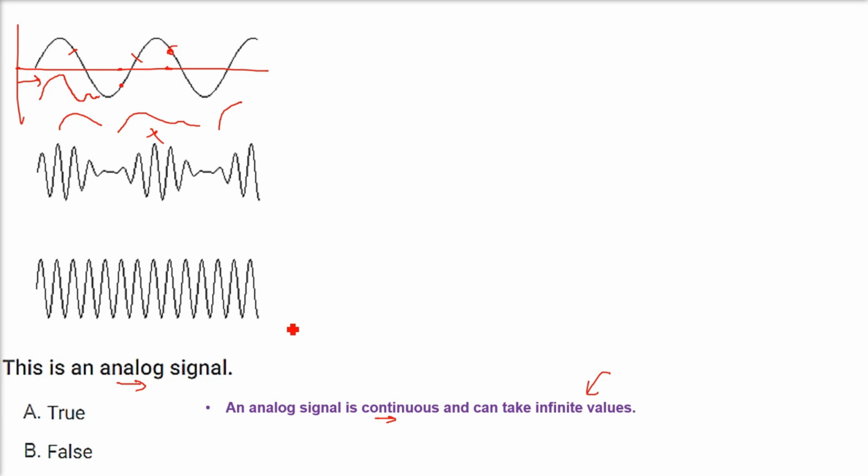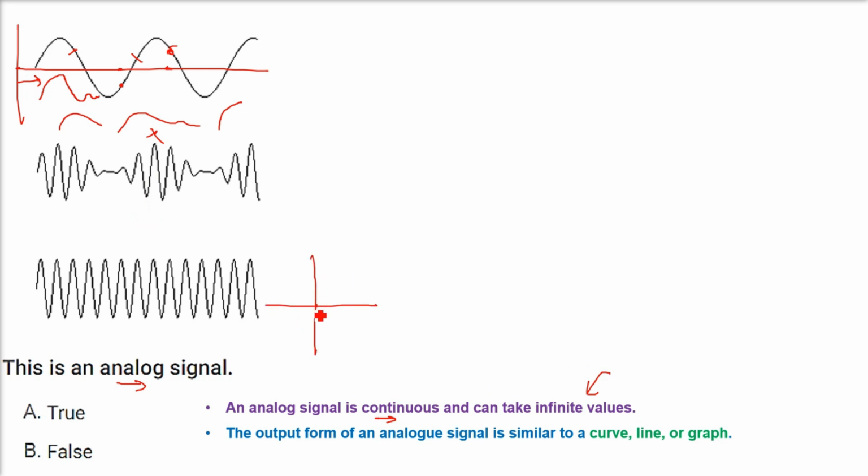The output form of an analog signal can be any curve, any line, or any graph also, because it shows the continuity. If you take your bike or a car and start it and attain an average speed and keep that speed all through your journey, then this average speed is also an example of an analog signal, but it is not a wave. This is a straight line.